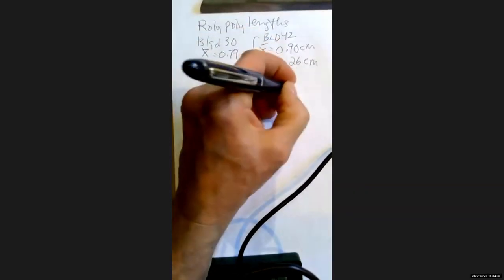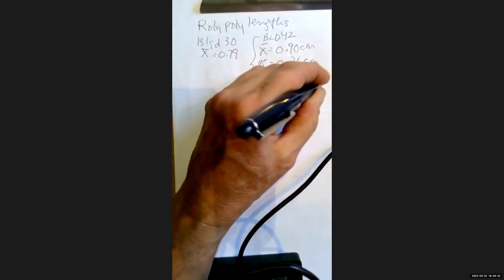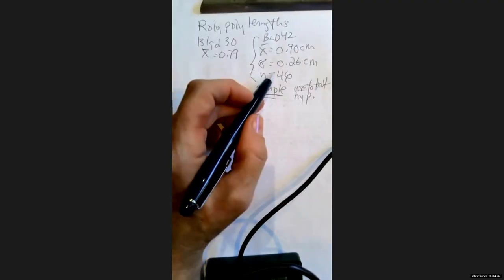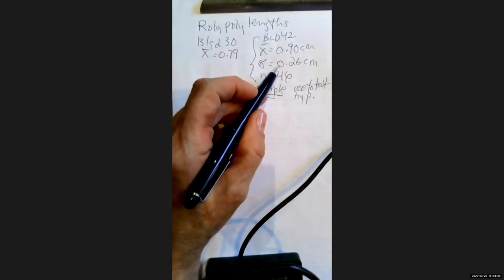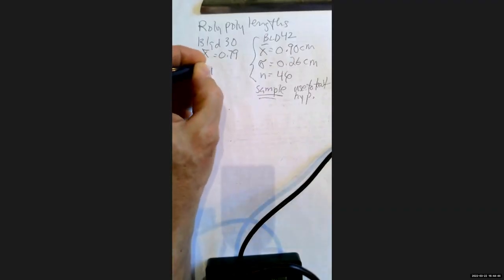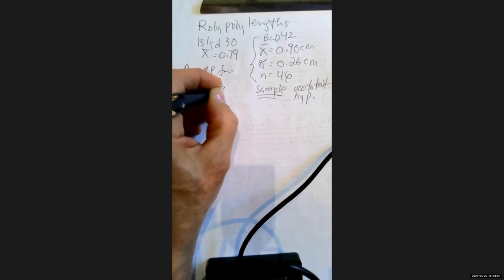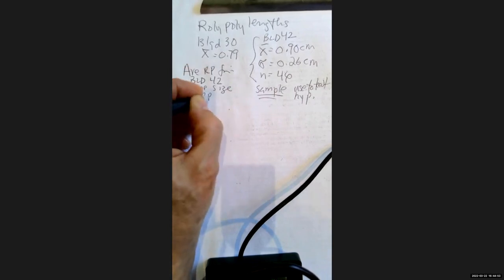My sample I'm going to use to test my hypothesis. And in this case, I want to know, are my roly-polies from building 42 the same size as roly-polies from building 30? So I'm curious if they're the same size. I don't care if they're bigger or smaller.